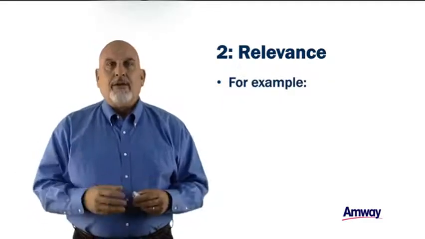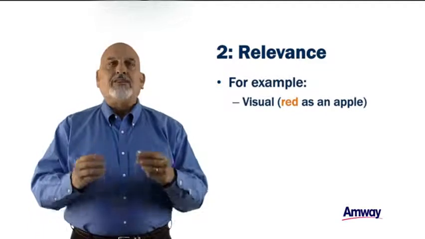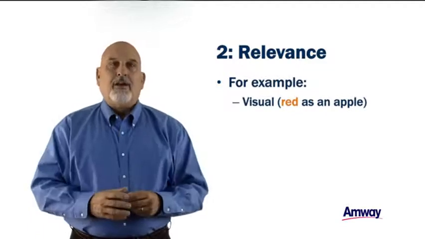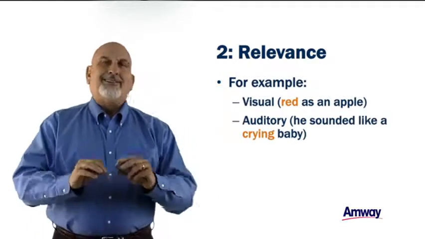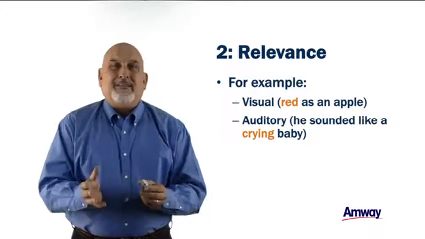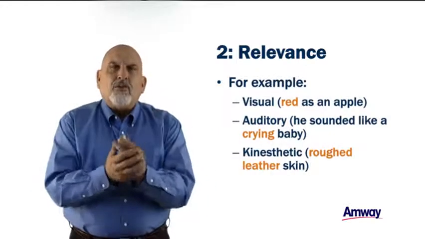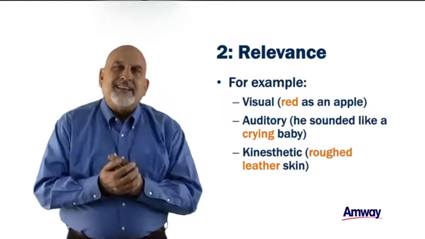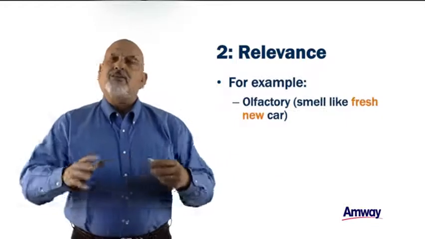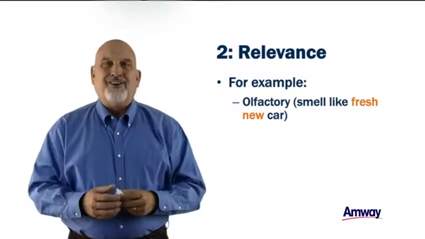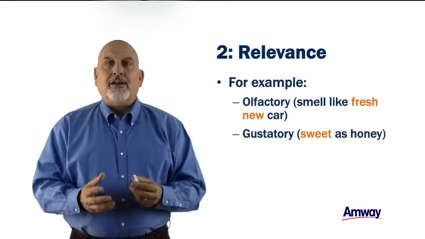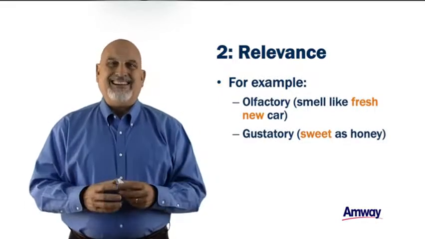For example, for visual, you can say things like red as an apple. For auditory, he sounded like a crying baby. For kinesthetic, rough leather skin. For olfactory, smells like a fresh new car. For gustatory, sweet as honey.